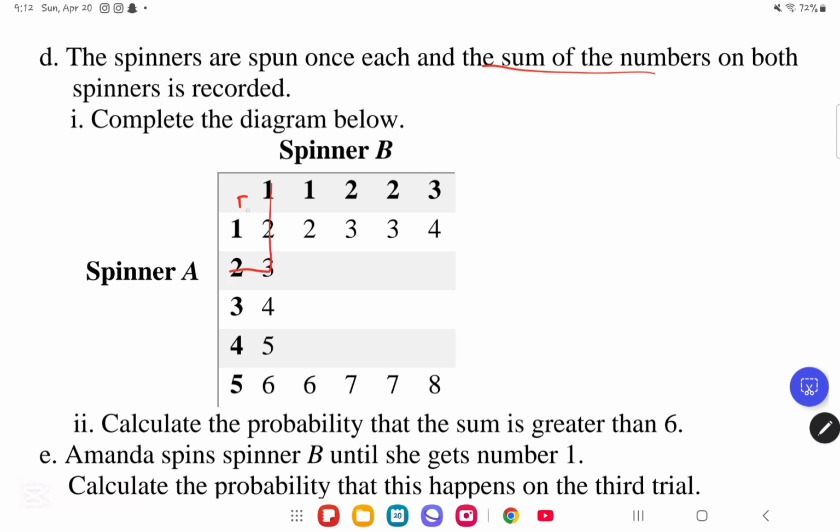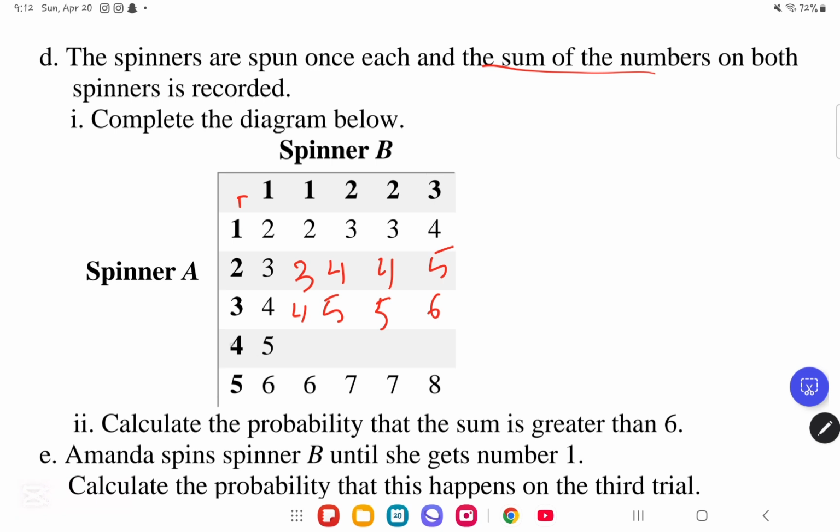Here they did 2 plus 1. 2 plus 1 again is going to be 3. Then 2 plus 2 is 4, 2 plus 2 is also 4, 2 plus 3 is 5. So for the second row, it is 2, 3, 3, 4, 4, 5. Then 3 plus 1 is 4, 3 plus 1 is also 4, 3 plus 2 is 5, 3 plus 2 is also 5, and then 3 plus 3 is 6. So 3, 4, 4, 5, 5, 6.